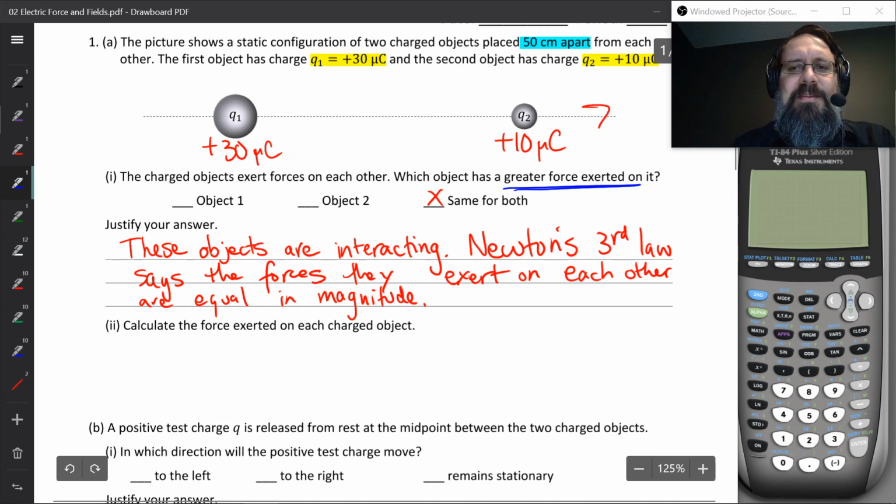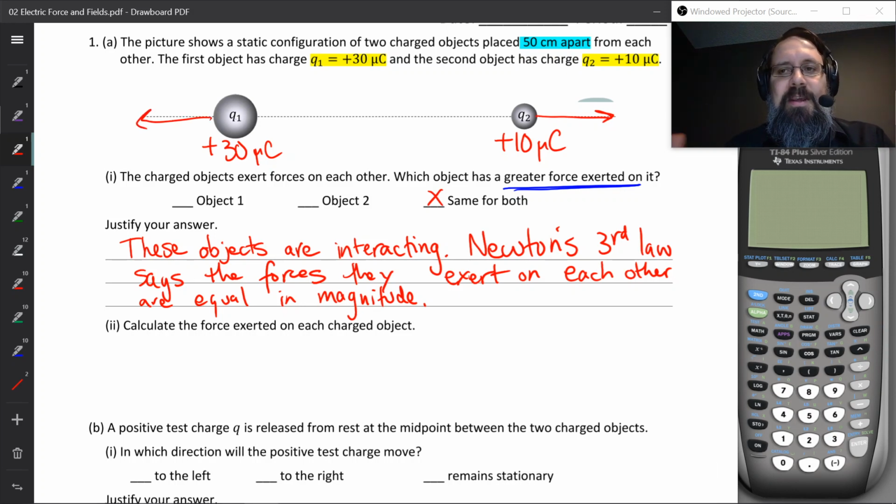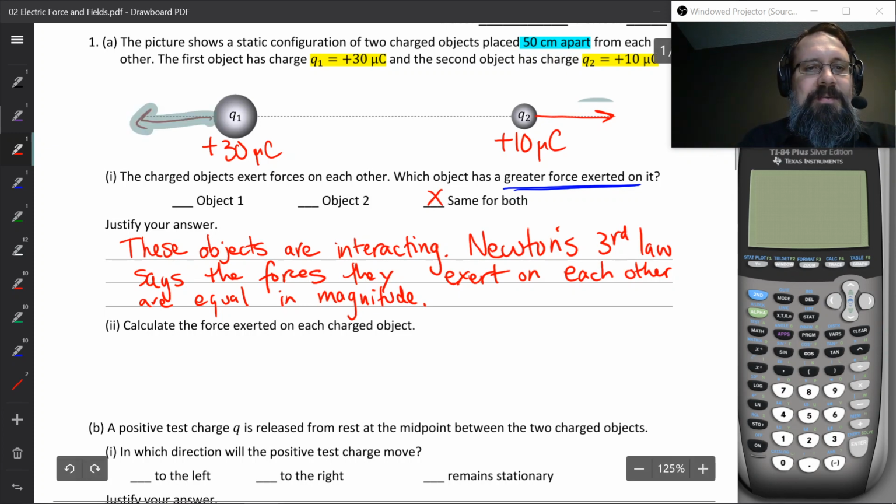So you can see why I'm starting with this misconception, because this is a common mistake that people make. You think, oh, the bigger charge is going to exert a stronger force on the smaller charge. That is not at all how electricity works.